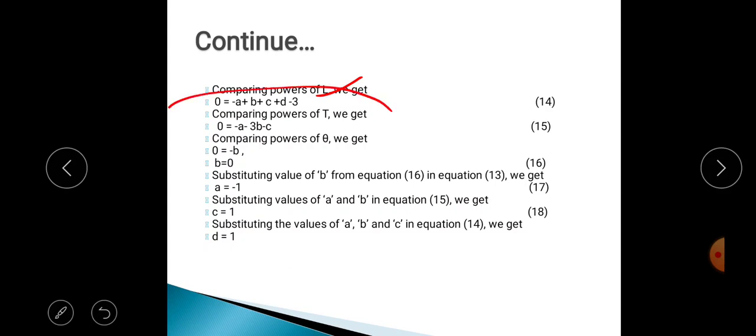Next we will compare the powers of T. On comparison of the power of T, we get 0 is equal to minus a minus 3b minus c. Next we will compare the powers of theta. So we get 0 is equal to minus b, or we can also write it as b is equal to 0.